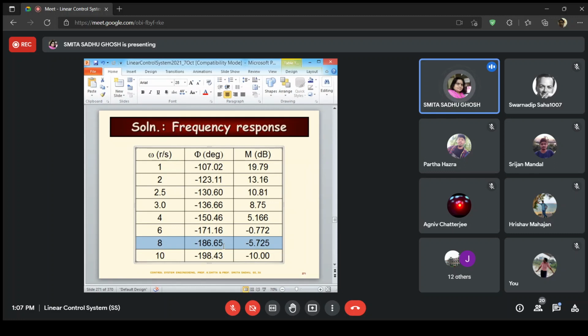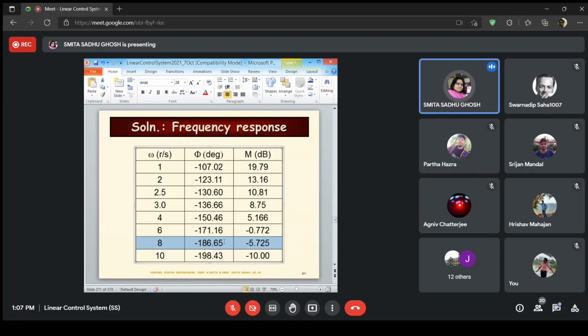So 45 degrees of phase margin means what? Ultimately my phase plot should have a phase value of how much? The phase value should be minus 135 degrees, so that the difference with minus 180 degrees is equal to 45 degrees. That is the phase margin, isn't it? So the phase plot should basically have a phase value of minus 135 degrees if I want a phase margin of 45 degrees. But here I have to keep in mind that I would be asking for some amount of phase lead from my compensator as well.